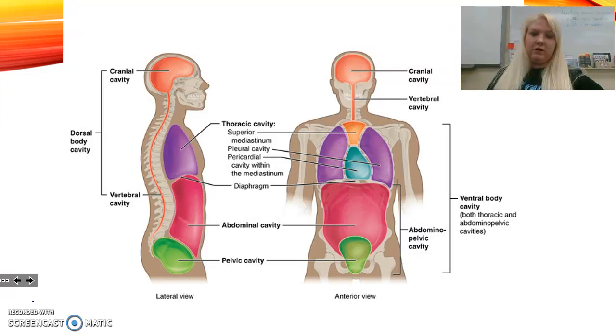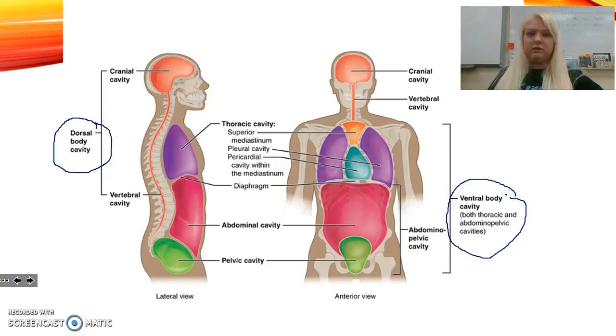So here is a great picture of the body cavities. If you're ever looking for an awesome picture to go back and study, this is a great one, and I know it's right on Google if you want to find it. So first we're going to talk about the two big body cavities. You have two major body cavities. The first, and I'm going to circle it right here, is the dorsal body cavity. So that's your first big body cavity. The second is your ventral body cavity.